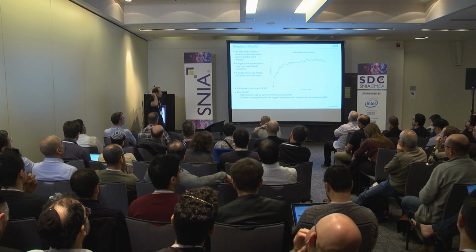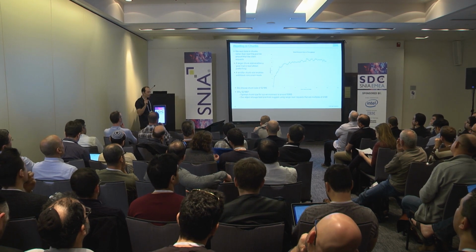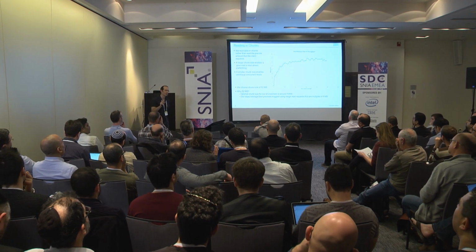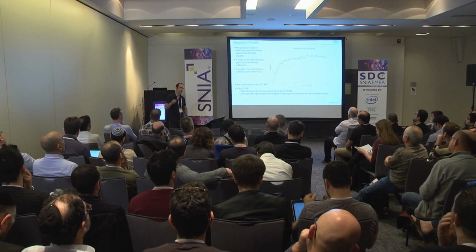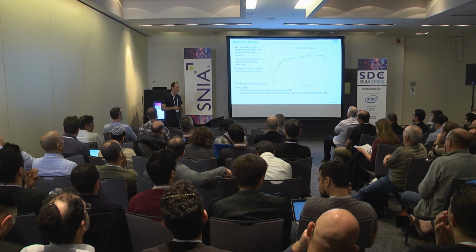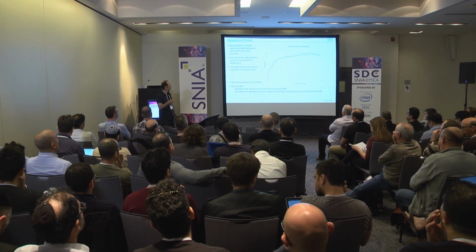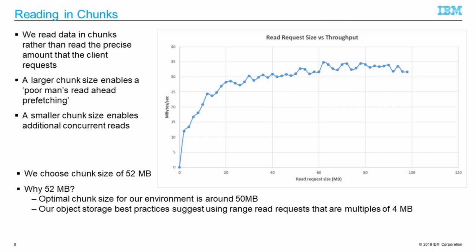This basically talks about how we picked the size of the chunks that we read. So we read in chunks. We receive a request for a file, and we break that read request into multiple reads for chunks. We picked a particular size. We picked a size of 52 megabytes in our case.